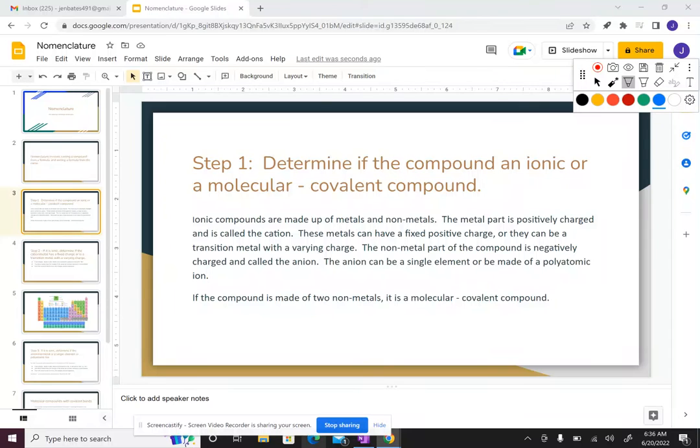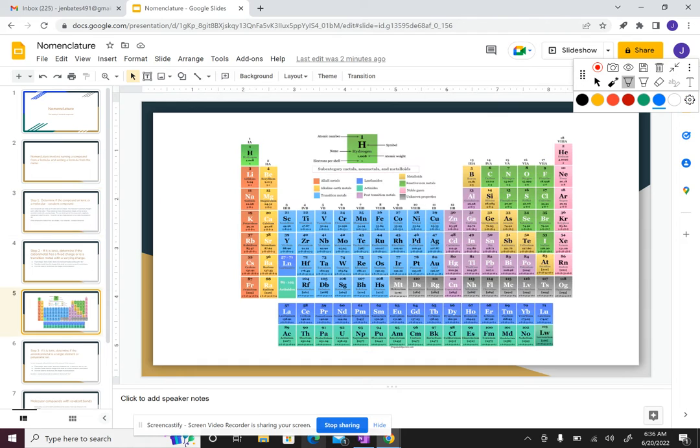Once you have determined whether your compound is ionic or molecular, you can move on to actually doing the naming. If it is ionic, you need to determine if the metal or the cation part of the formula is a transition metal or it has a fixed charge. We're going to start out with some examples of some metals that have fixed charges. And you actually determine that by the periodic table.